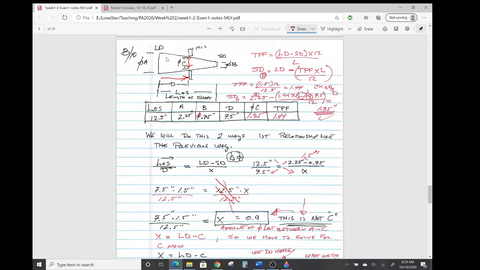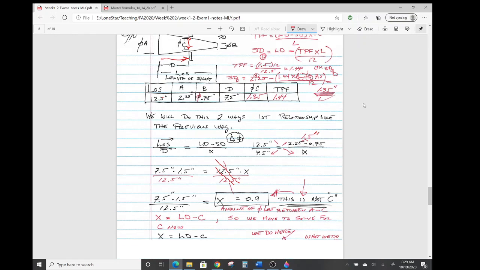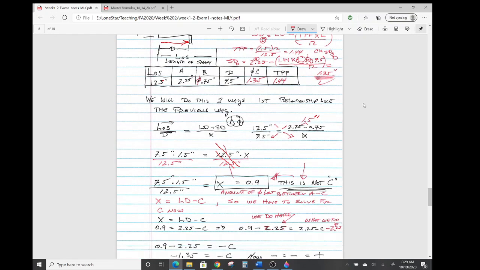X is 1.05. This is not C. This is not your answer. You'll see 1.05 does not equal 1.35, right? It doesn't. All right. So, what is x at D? X at D is the total taper lost from the large diameter to that point D, yes? At that length D. Does it not? The large diameter minus C equals x.